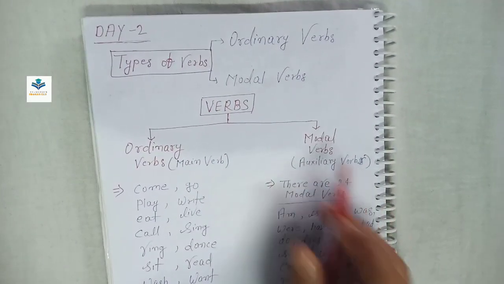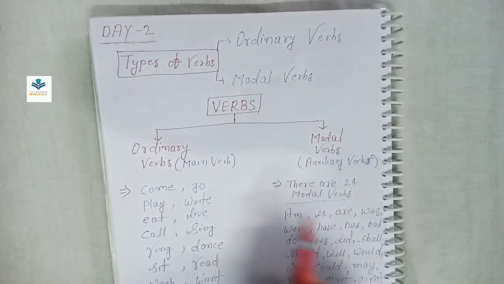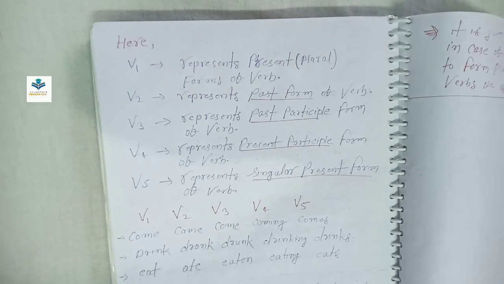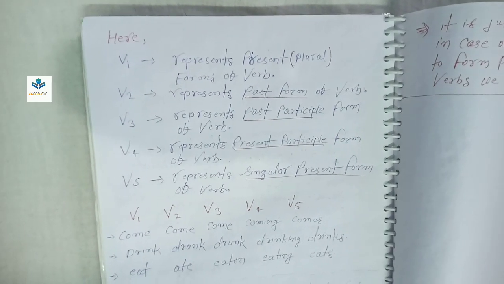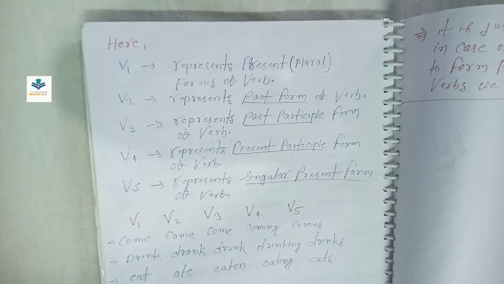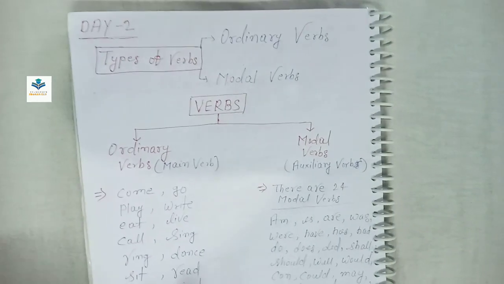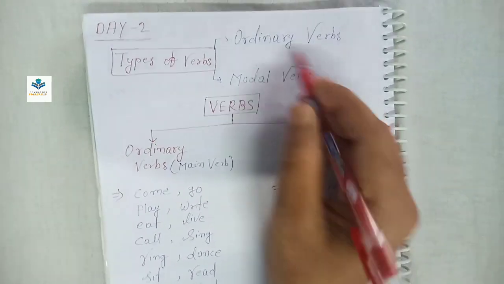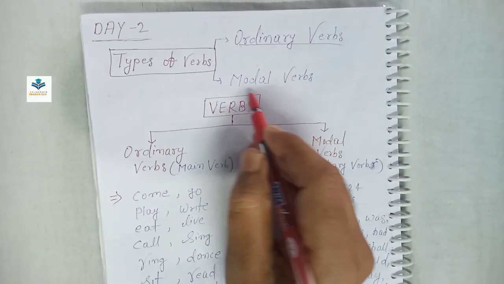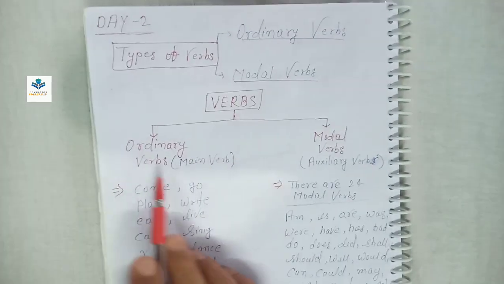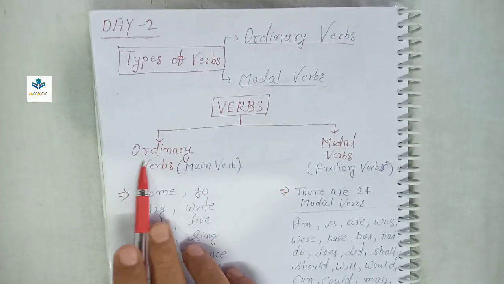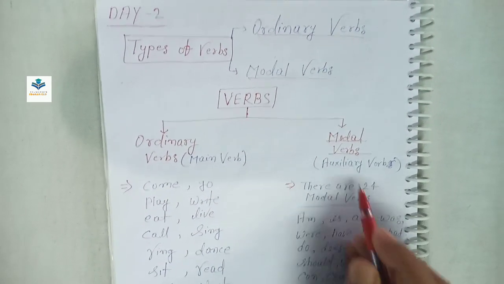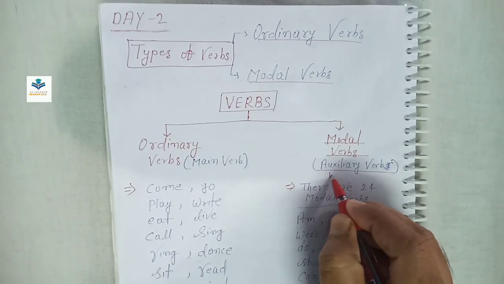As I have told you in day 1 class of tense, before learning tense we must have the knowledge of different forms of verbs, and there are 5 forms of verbs: V1, V2, V3, V4, V5, which I have already explained in day 1 class. Today I will explain the types of verbs. There are 2 types of verbs: ordinary verbs and modal verbs. Ordinary verbs are also known as main verbs, and modal verbs are also known as auxiliary verbs or helping verbs.